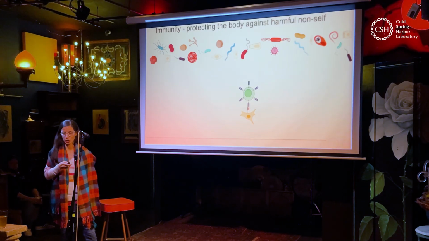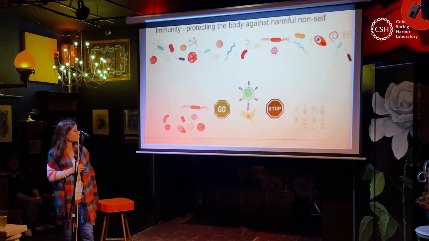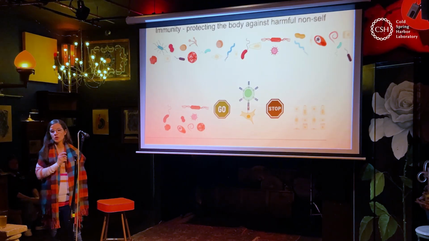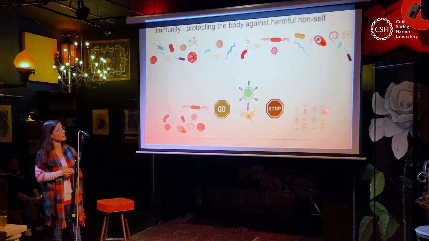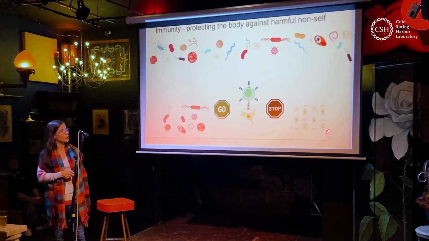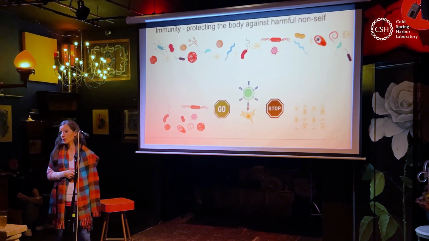And this is what we're working on in the lab. So basically, how does the cell know when it gets the go signal to start killing the cell? And how does the cell know that it gets a stop signal to not attack and keep the cells of our body healthy?